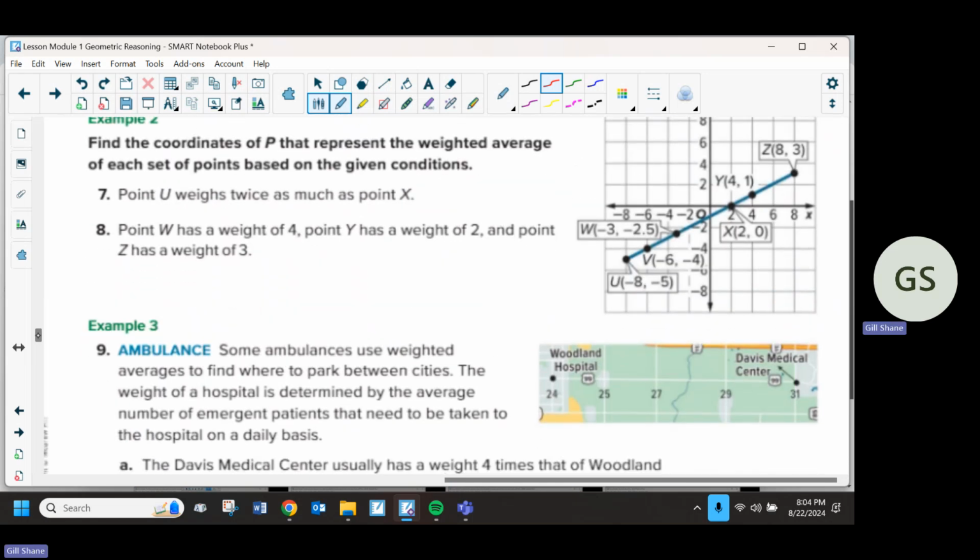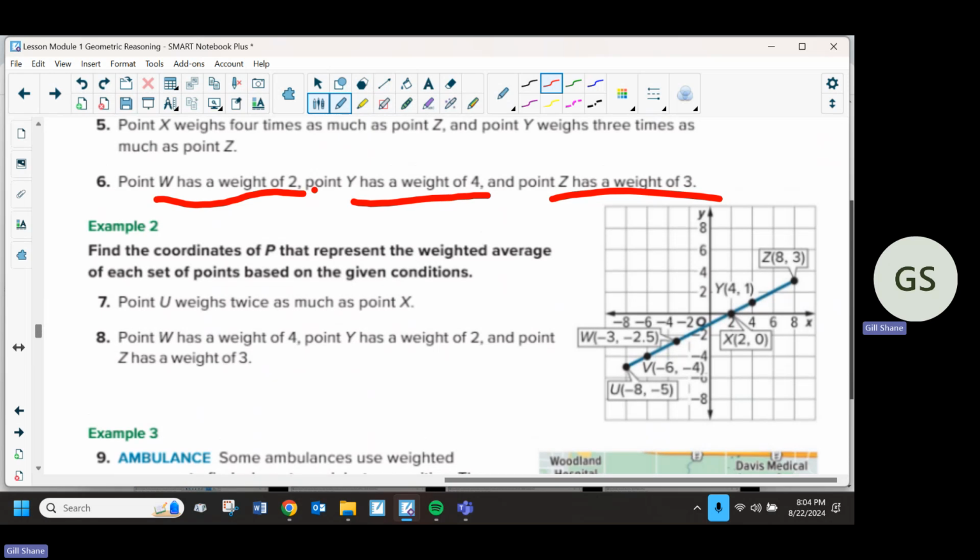All right, and then the last two, and these are apparently I did not give you. I thought I gave you a different sheet of problems. Apparently, these are the same exact problems as I gave you in class. So I'm learning busy page 47. Point U weighs twice as much as X. Point W. All right. So here's the only difference we said.